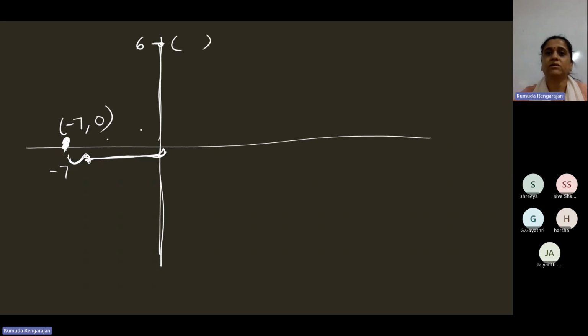What's the address of this point? You must write the distance from the y-axis first. Where is this point? It's on the y-axis. So what will be the distance from the y-axis? 0. What's the distance of this point from the x-axis? You should walk like this to touch the x-axis. Here you touch it. So what's the distance? 6 units. Right?